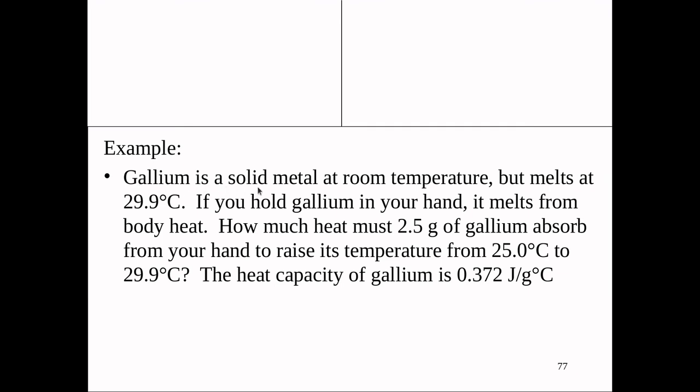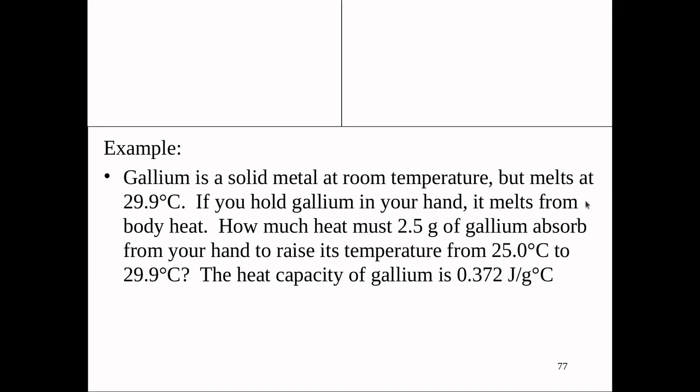Gallium is a solid metal at room temperature, but it melts at 29.9 degrees Celsius. If you hold gallium in your hand, it melts from your body heat. How much heat must 2.5 grams of gallium absorb from your hand to raise its temperature from 25 degrees Celsius, so room temperature, to 29.9 degrees Celsius, its melting point? And we're given an extra bit of information that we're going to need to solve it. The specific heat capacity of gallium is 0.372 joules per gram degrees Celsius.